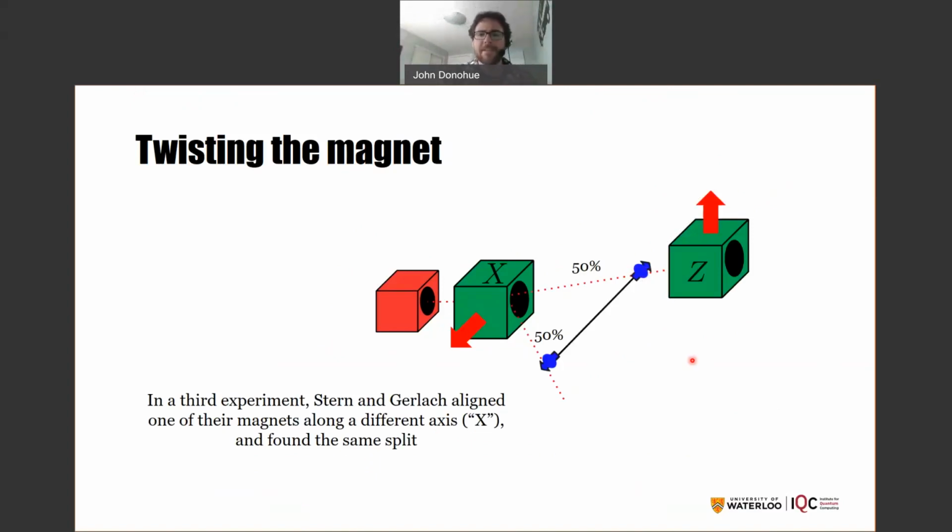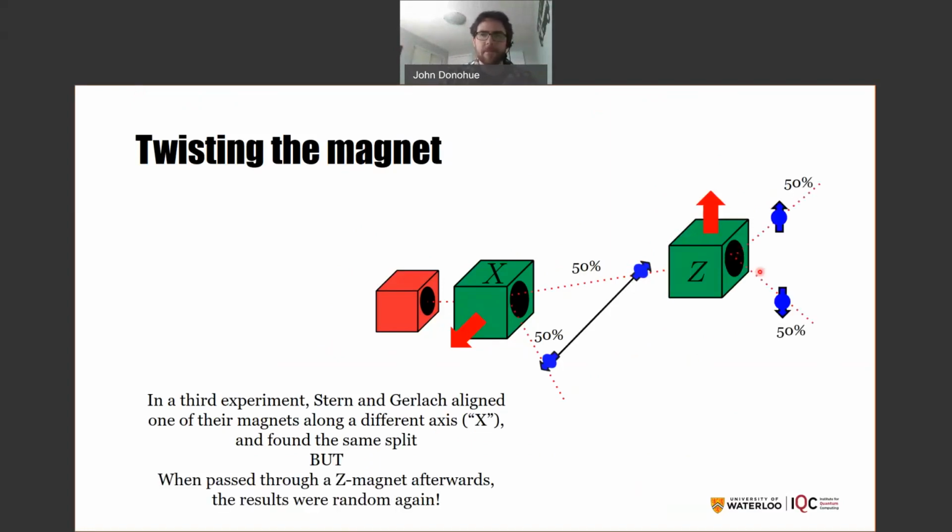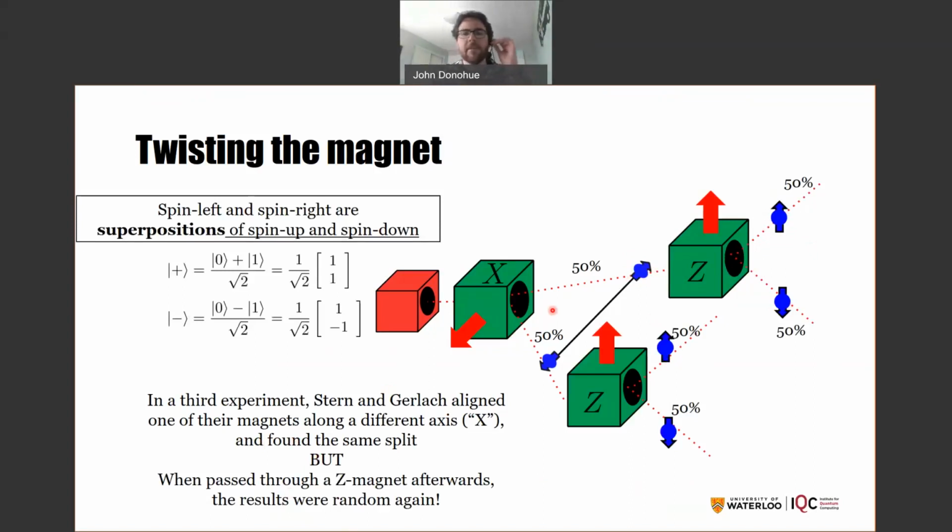But what happens then if they take this spin left electron and put it through a Z magnet? They once again see that 50-50 splitting. Okay? So even though we had a definite spin here, if I put another X magnet, it would definitely go left again. If I put a Z magnet here, I get a random distribution again. Same if I put the Z magnet on the spin right side. This should be pretty familiar from our polarization example as well.